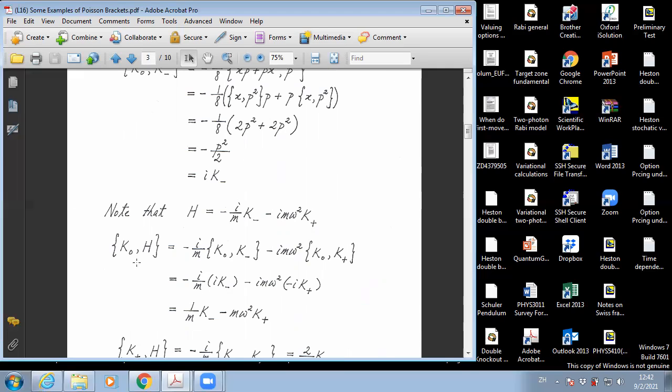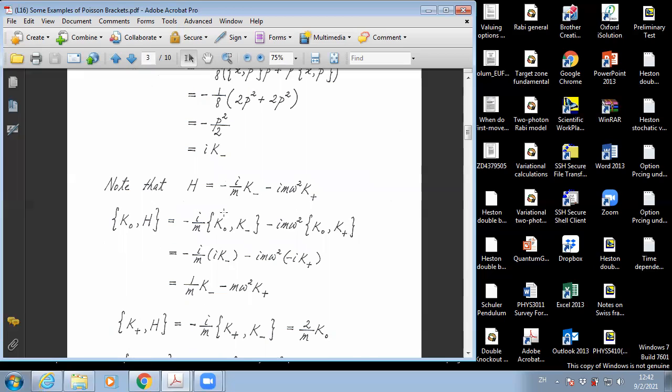Okay, so we want to look at the Hamilton's equation of k naught. So k naught dot equal to the Poisson bracket between k naught and h. Since h can be expressed in terms of k minus and k plus, we can evaluate the Poisson bracket directly by substituting this definition of the Hamilton function into the Poisson bracket. And then we apply the distributive law of Poisson brackets. The first Poisson bracket will give you I k minus. The second Poisson bracket will give you minus I k plus. All right. And then we simplify.